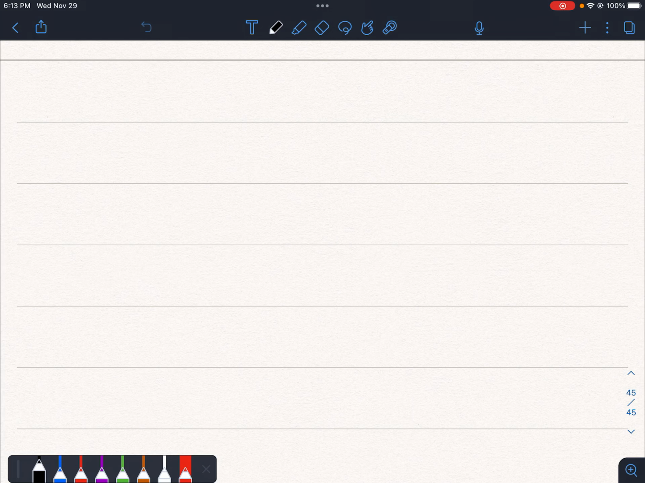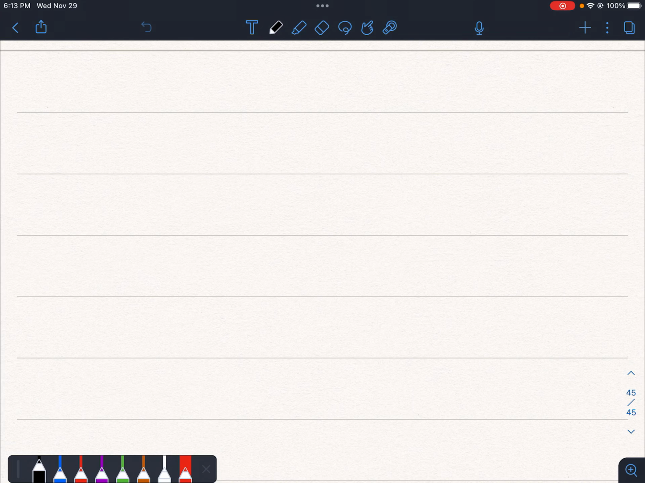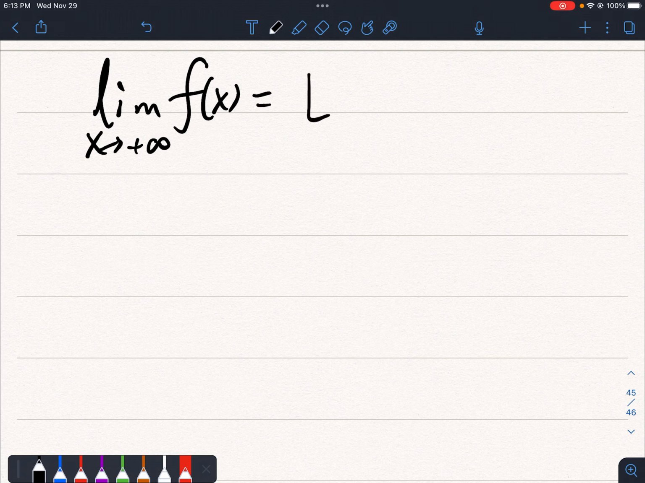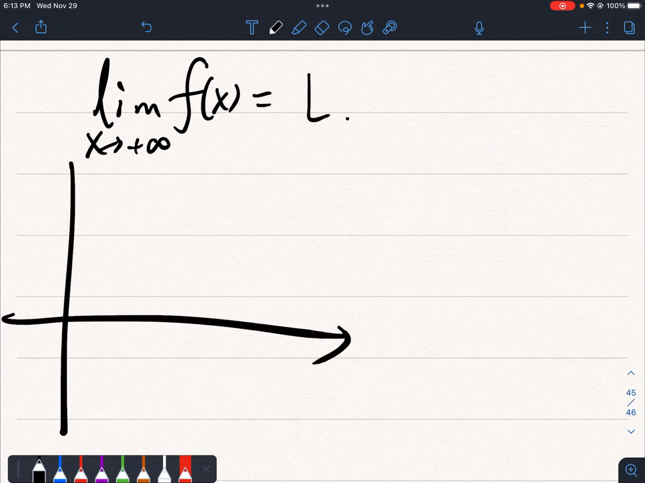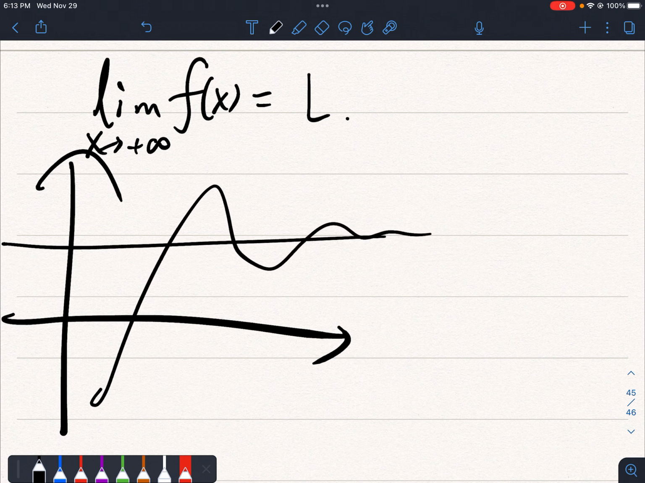Okay, so I will continue talking about the limits. There are several other definitions that we will need to consider. The first one is: what does it mean for the limit as x approaches plus infinity of f of x to equal some L?